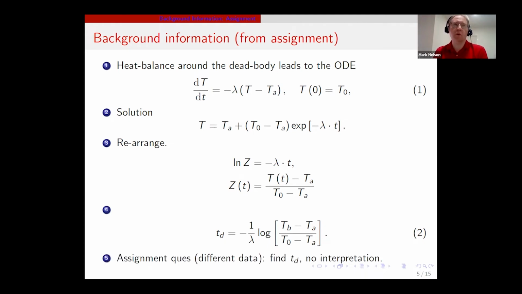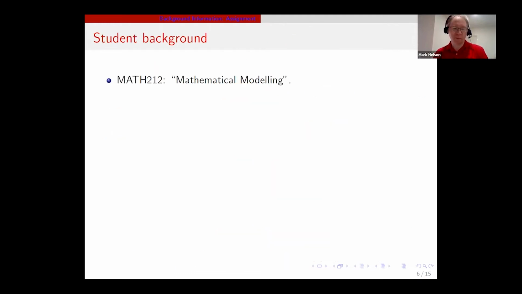And so the exam question had different data than the assignment question. And the assignment question just said, estimate the time of death. There was no interpret the answer. That was the new thing for the exam paper, interpret the answer. What does it mean?